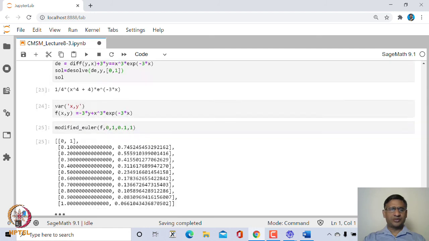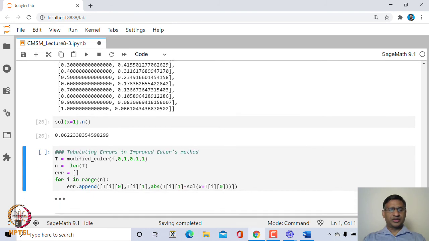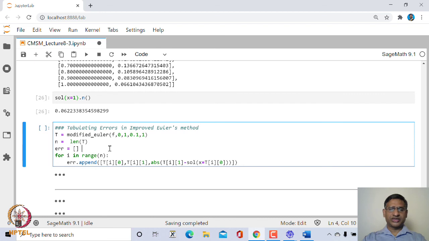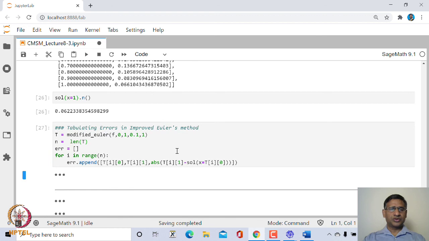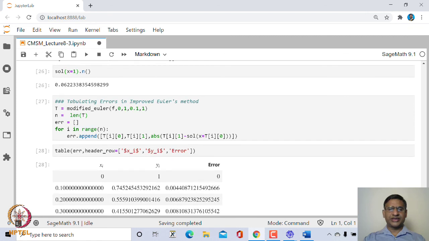So this is again giving you xi, yi, and let us find out the value of f at the exact value. The exact value of the solution at x equal to 1 is 0.622, and here also 0.61. So it is actually matching up to 2 decimal places, right. And now let us tabulate this along with the error. So exactly similar to this, except that we are calling modified Euler's method. So let us tabulate the xi, yi with error.